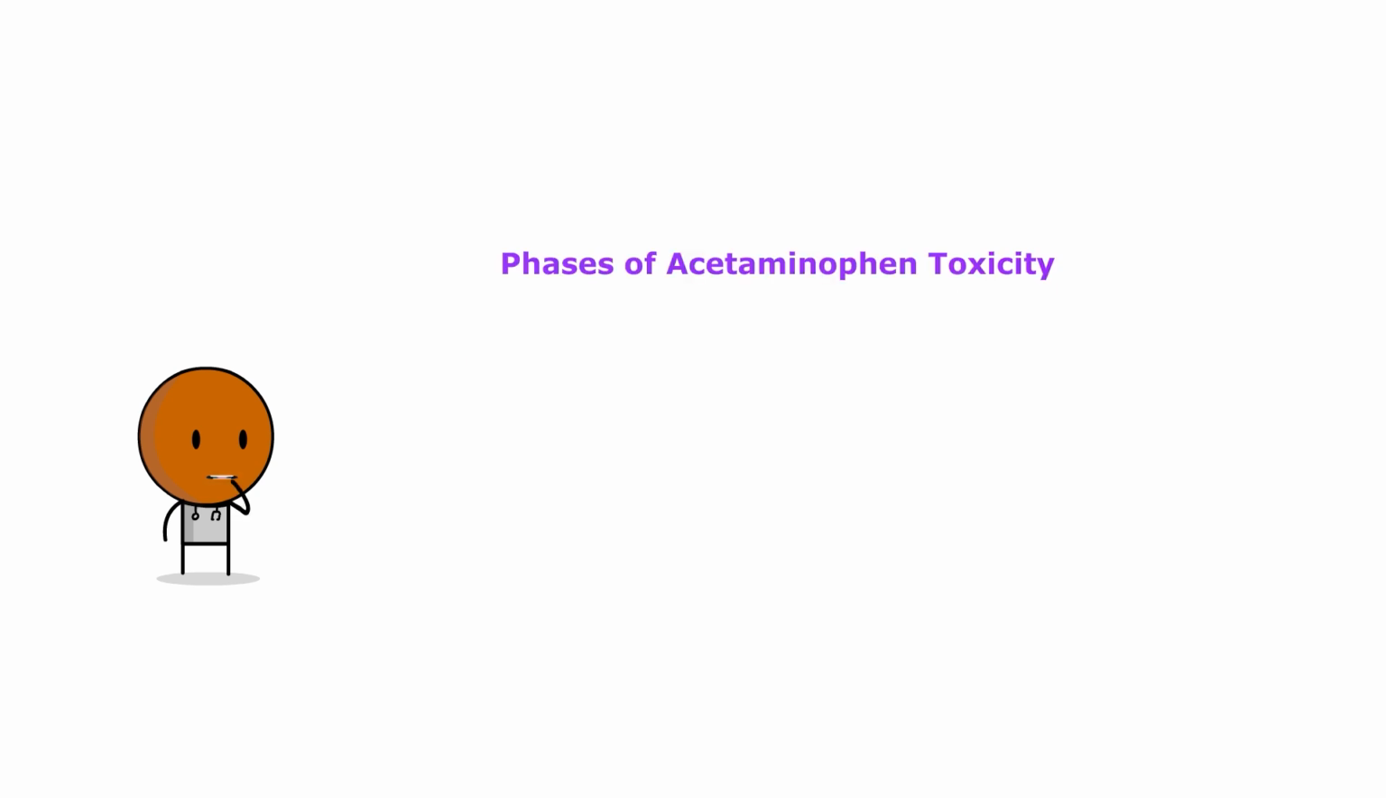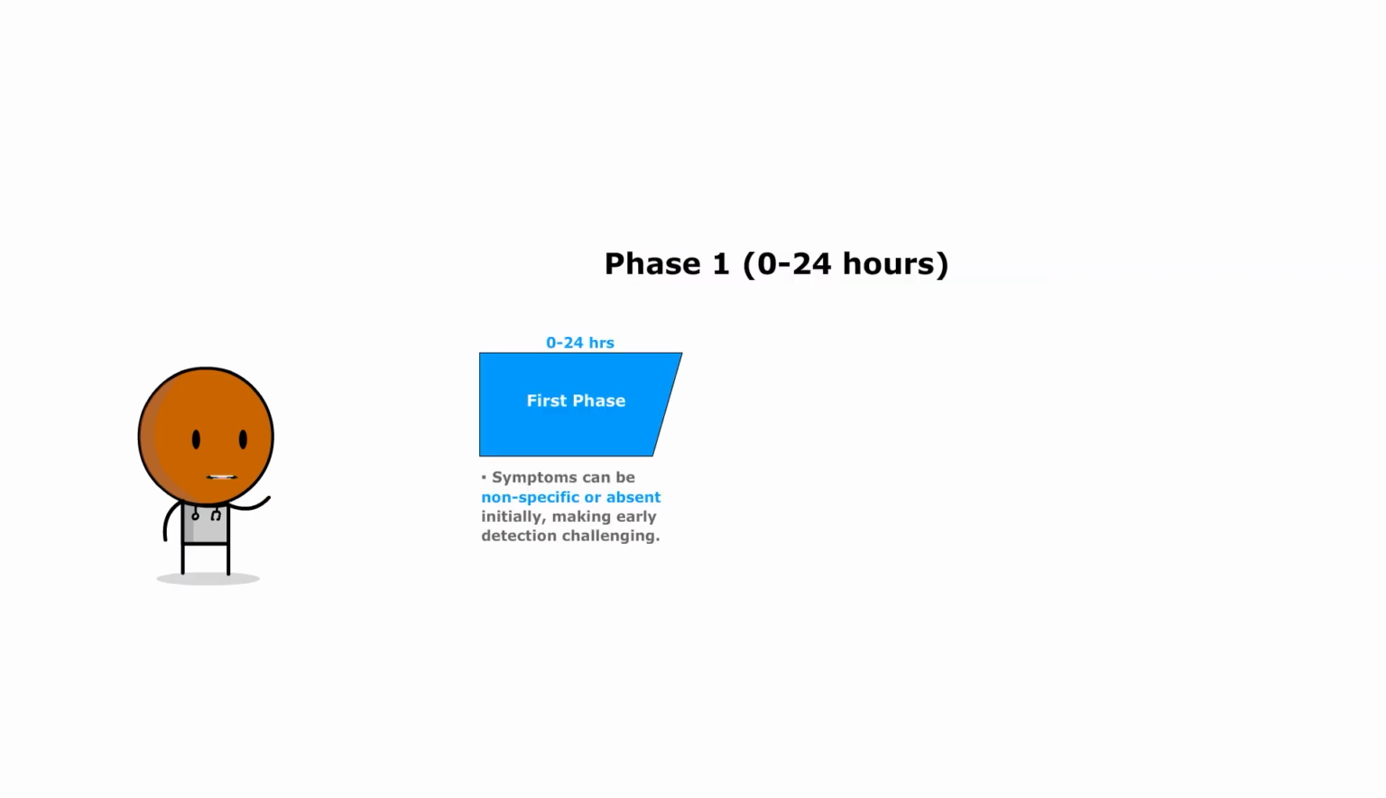Now, there are several phases of acetaminophen toxicity. There are levels to this. Phase 1 occurs in the first 24 hours. Symptoms can be nonspecific or absent initially, making early detection challenging. Common signs include nausea, vomiting, anorexia, and general malaise.